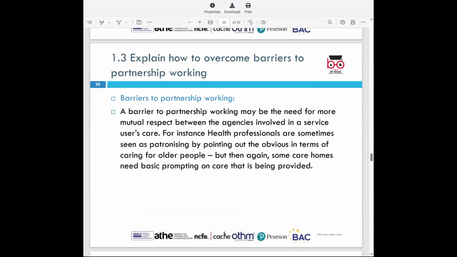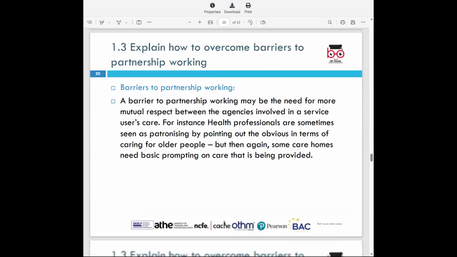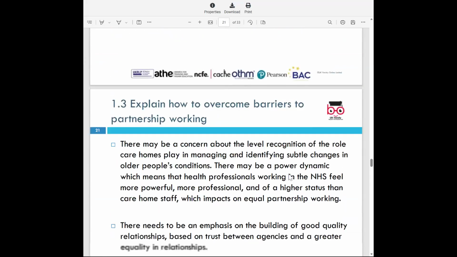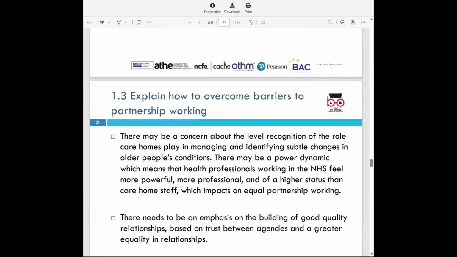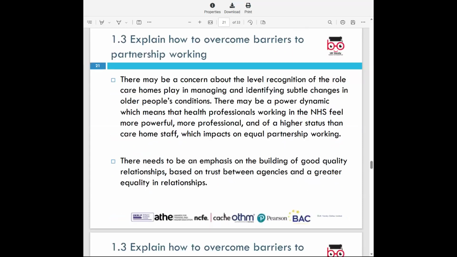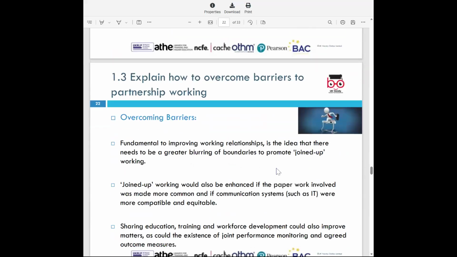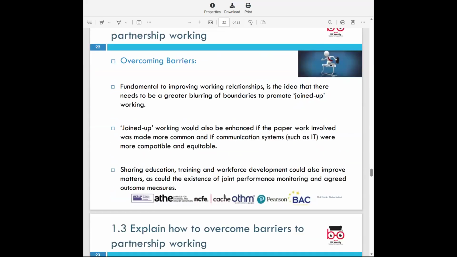1.3, how to overcome barriers in partnership working. Barriers to partnership working may be the need of having mutual respect. There are lots of barriers about the level of recognition, the role care homes play in managing. It needs to be an emphasis on building this good quality relationship based on trust and greater equality. So overcoming these barriers, what do you think could be a barrier in that? What do you think could be a barrier?